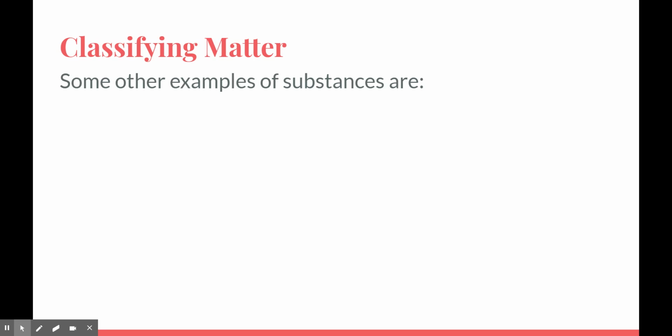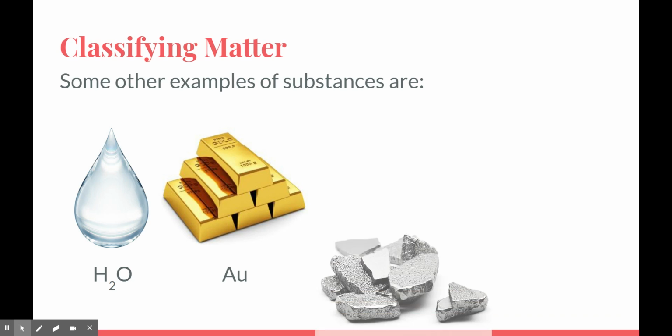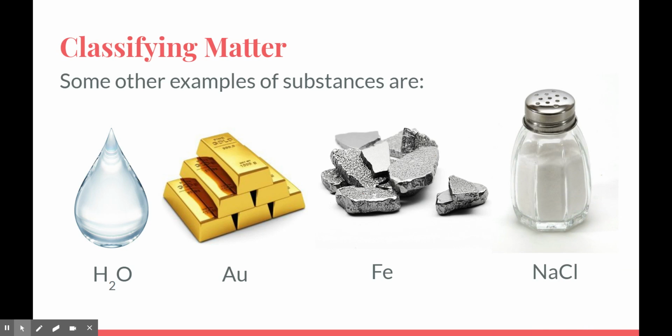Here are some real-life examples of substances. Water is a substance because when you're looking at pure water, every individual molecule is H2O. Pure gold is a substance as well. Every atom is just gold. Iron is another example because every atom is an iron atom. And table salt is another example. Every particle is 1 sodium atom bonded to a chlorine atom, but every particle looks exactly the same.